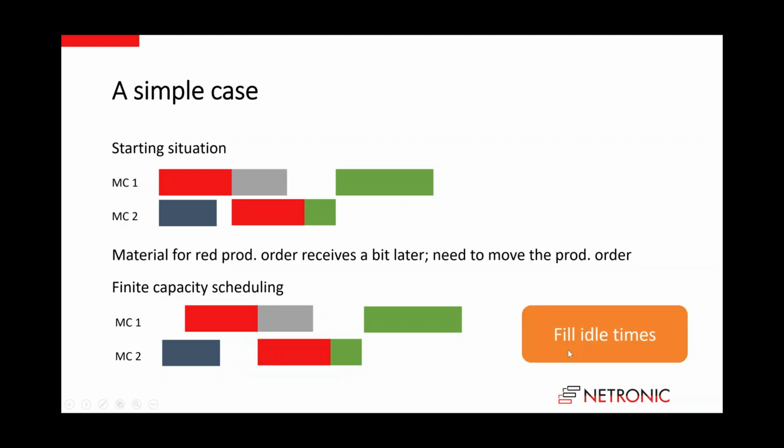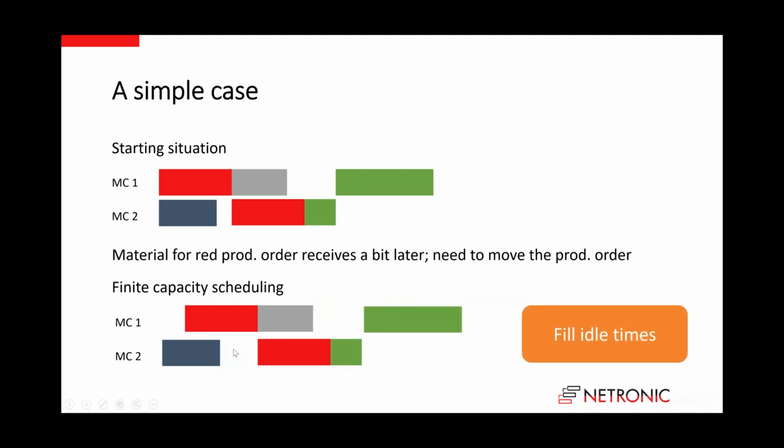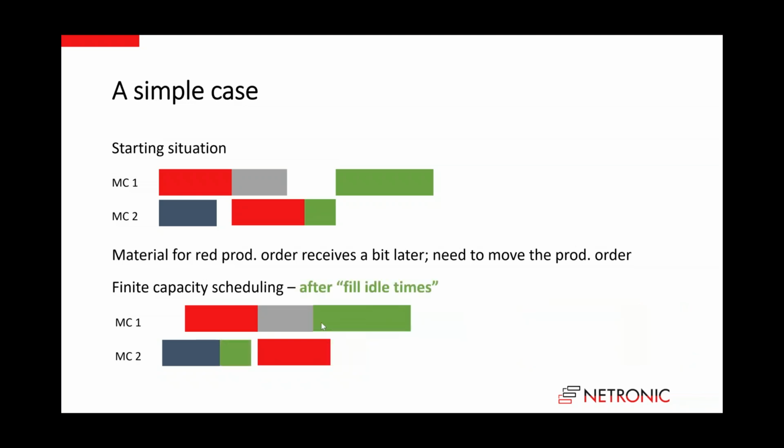And this is where the fill idle time function actually comes into play. We literally have a button called fill idle time, and if I push this button, then what happens is the green one, and see, this green one fits in here. So we move this green one to here, and then we recognize, hey, actually the successor could also start earlier. And so we not only fill the idle time here, but also here, because now this can start earlier.